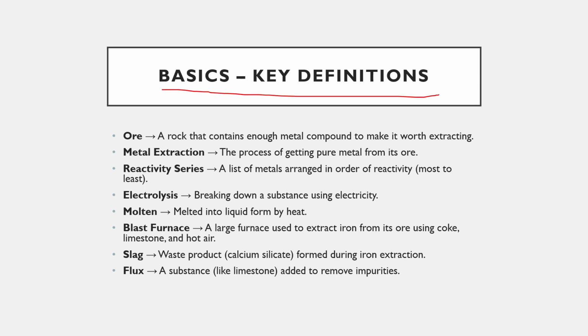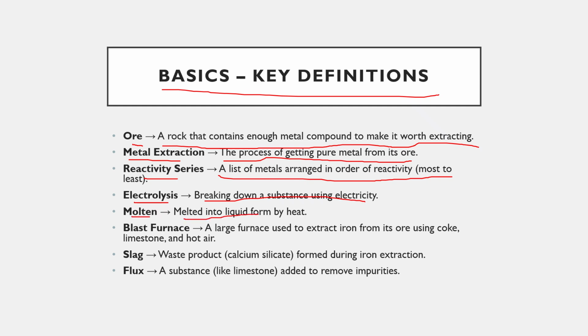The first one is ore. What is ore? Ore is a rock that contains enough metal compound to make it worth extracting. Next is metal extraction, the process of getting pure metal from its ore. Next is reactivity series, a list of metals arranged in order of reactivity, most to least. Electrolysis, breaking down a substance using electricity. Molten, melted into a liquid form by heat.